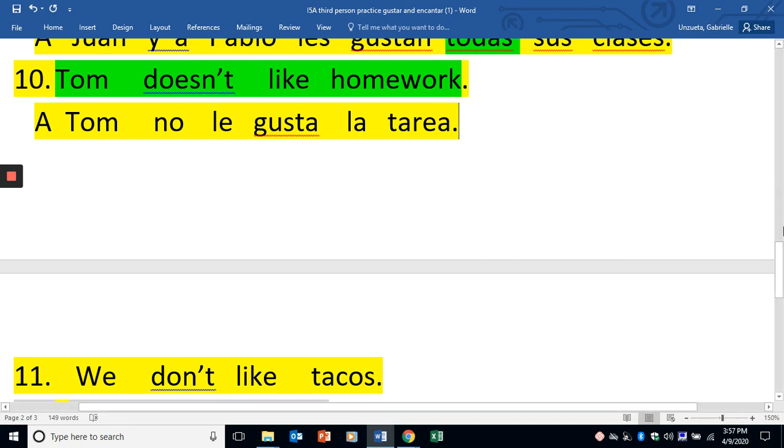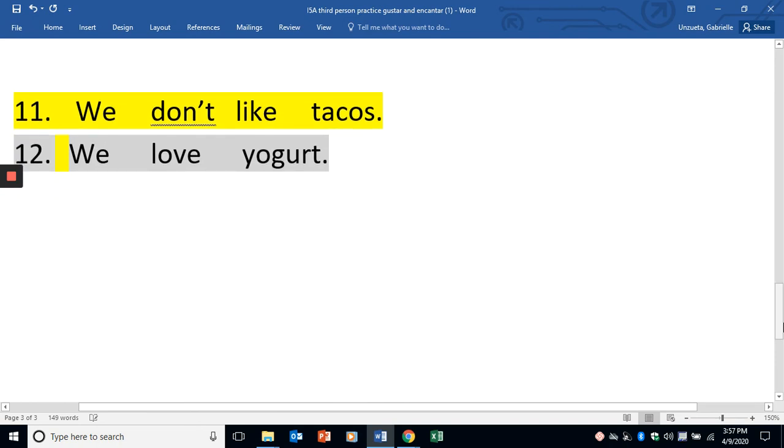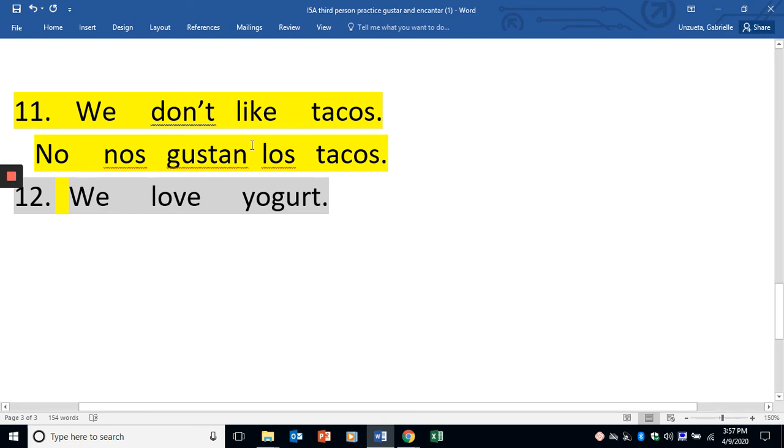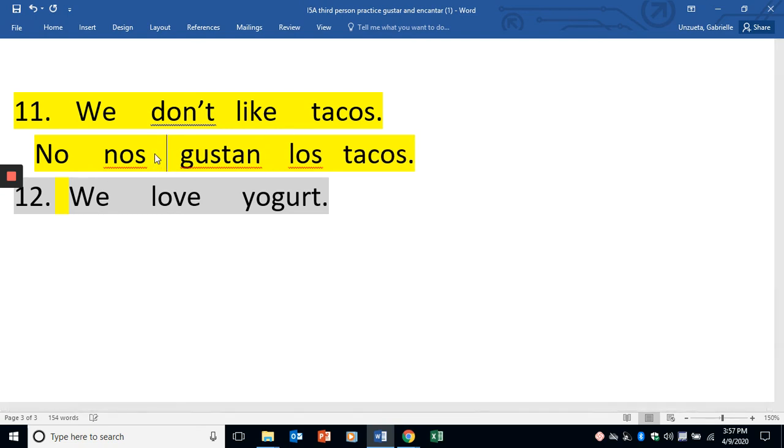Okay, and then the next one's going to be, we don't like tacos. And so that one's going to be no nos gustan los tacos. Perdón, my volume all of a sudden came on my TV. No nos gustan los tacos. Now, I have not met an individual who could say this, let alone all of us not liking tacos. What's the matter with you people if you don't like tacos, right? No nos gustan los tacos. Probably not a sentence anybody's ever actually uttered in life.